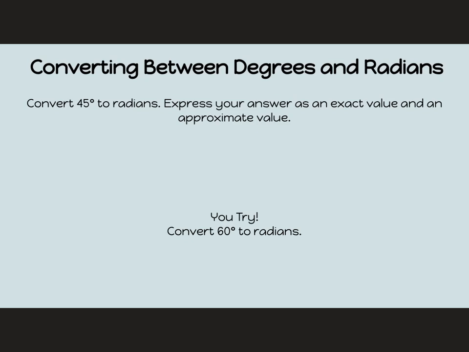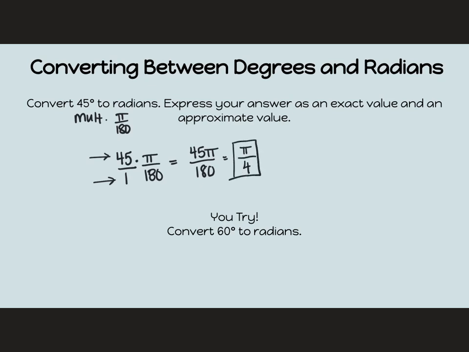I'll show you the difference. If we're going from degrees to radians, you multiply by pi over 180. So I'm going to take 45 times pi over 180. Remember, when you multiply fractions, you multiply straight across the numerator and across the denominator. So I would get 45 pi over 180, and you can simplify 45 over 180, which is the same as 1/4. So you would really have pi over 4. This is considered the exact value.